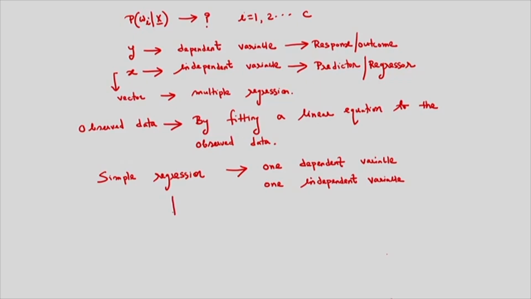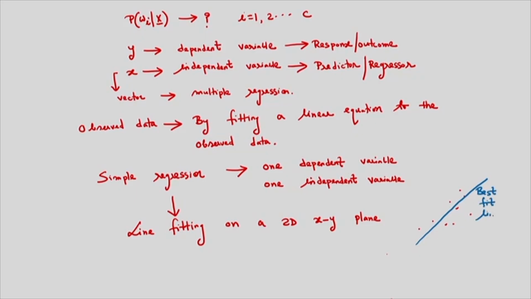So that means in simple regression, the problem is very simple, and this problem is actually line fitting on a 2D XY plane. So I have some data points, suppose these are my data points. I have to find the best fit line. So suppose if I want to fit a line, this is the best fit line between the data points. So these are the data points.